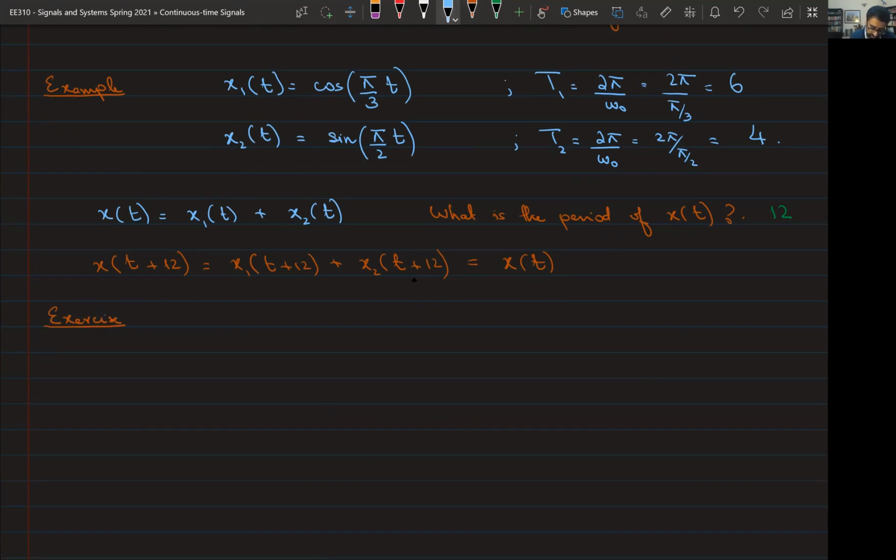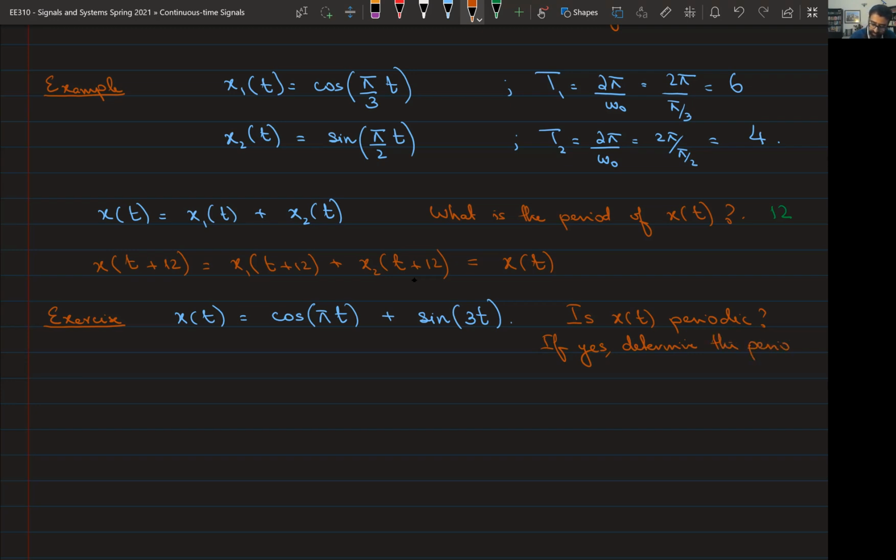So I give you x of t is equal to cosine pi t plus sine 3t, right? And the question is, is x of t periodic? If yes, determine the period. And this is an exercise. Let's not have that discussion here. We can have it sometime later. All right. Any questions about what we've done so far?